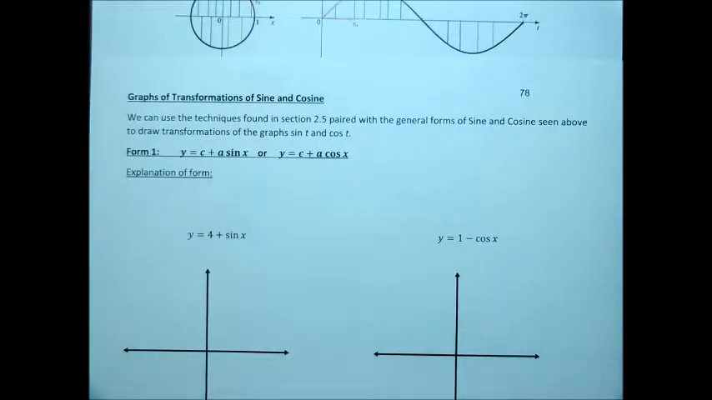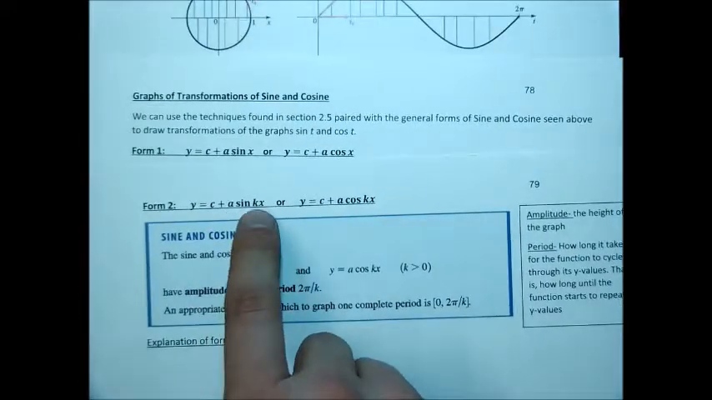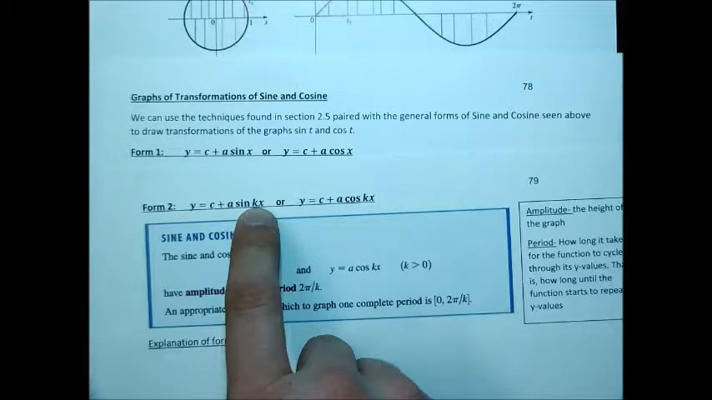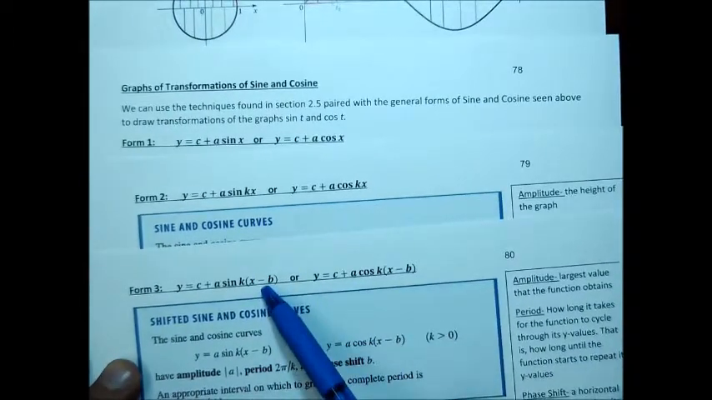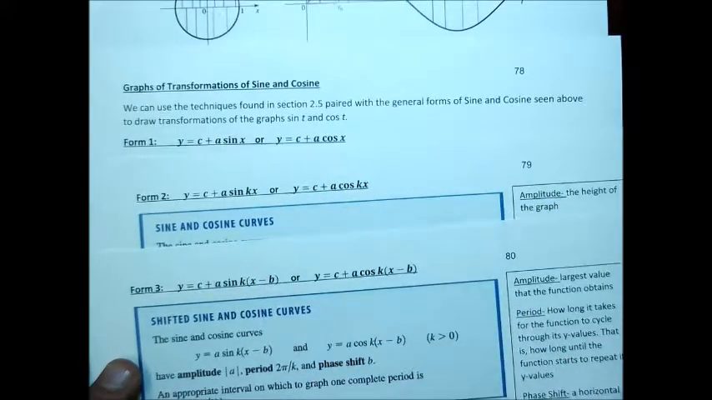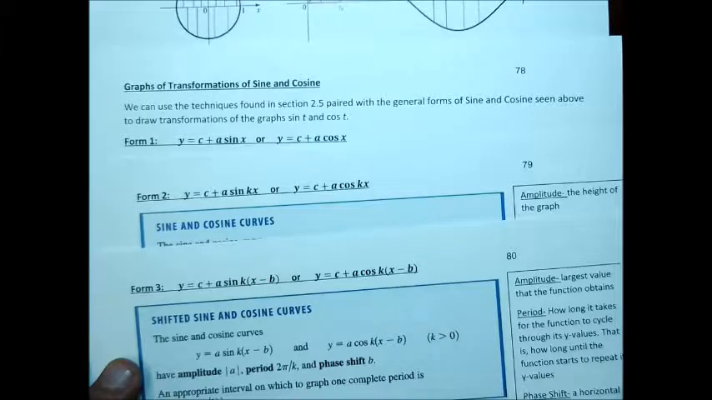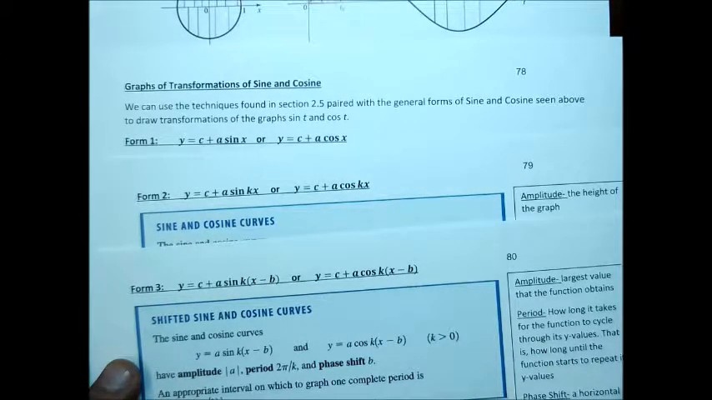Okay, this is the next page. On the following page, we will then add another complexity by adding a k inside. And then finally on the last page, we'll add a third complexity, which are shifts. Notice that on each subsequent page, we add another level of complexity to the problem. But just know that we're just doing transformations like we've done transformations of everything else, okay?